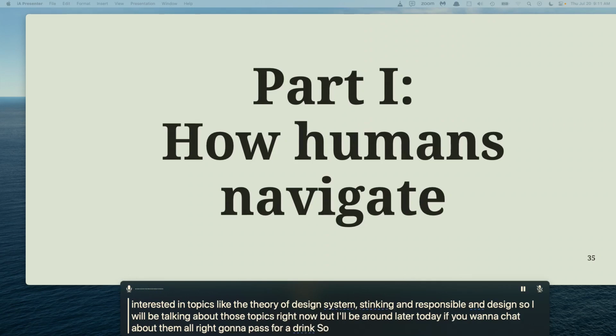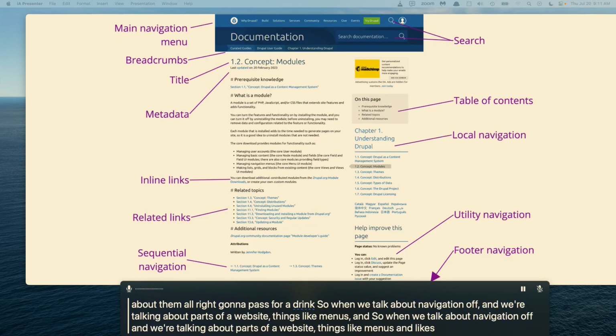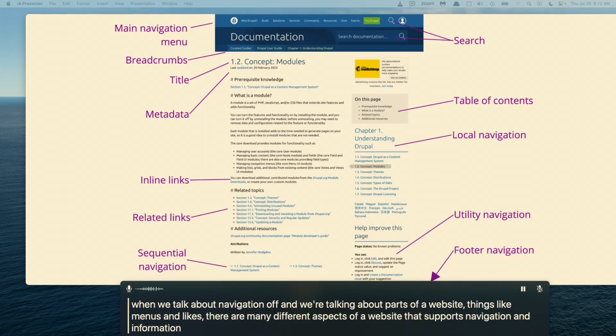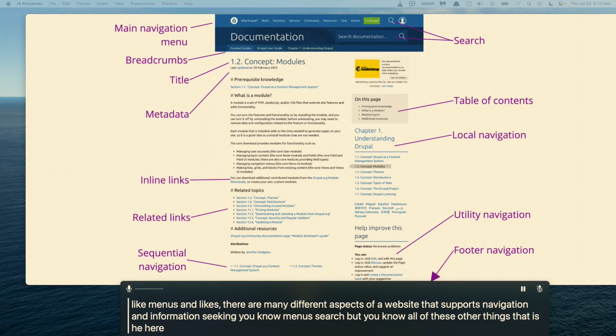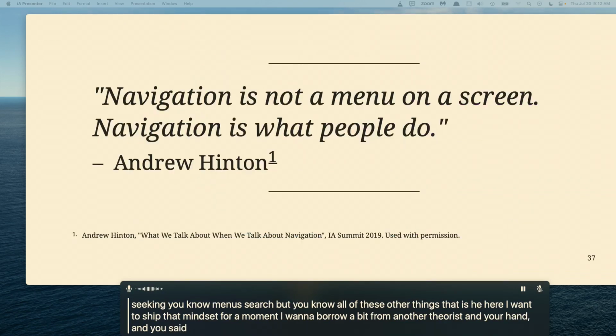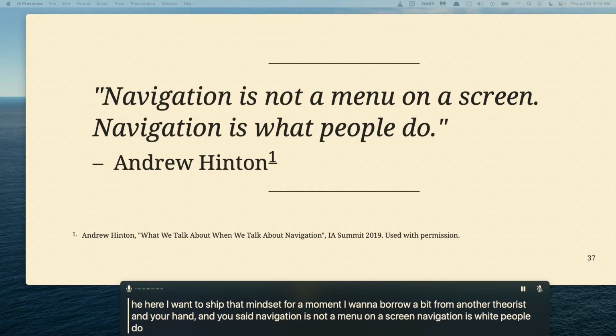So when we talk about navigation, often we're talking about parts of a website, things like menus and links. There are many different aspects of a website that support navigation and information seeking. Menus, search, but all of these other things that you see here. I want to shift that mindset for a moment. I'm going to borrow a bit from another IA theorist, Andrew Hinton. Andrew said, navigation is not a menu on a screen. Navigation is what people do.